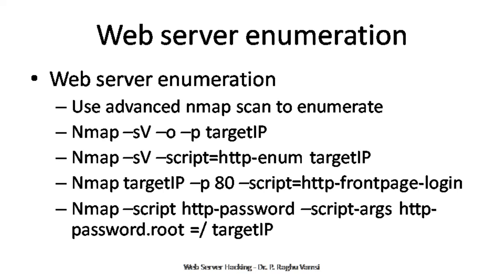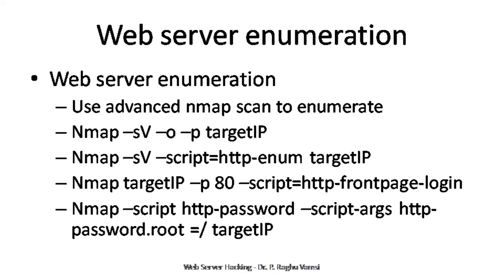For this, you can use the scripts of Nmap: nmap -sV --script=http-enum target IP address. For basic understanding of Nmap, I have provided a video. You can go through that video. Next is nmap target IP -p 80 --script= and this script is especially for getting the vulnerability information or enumeration details regarding the front page login, the first login page. So this third command is especially used for this purpose.